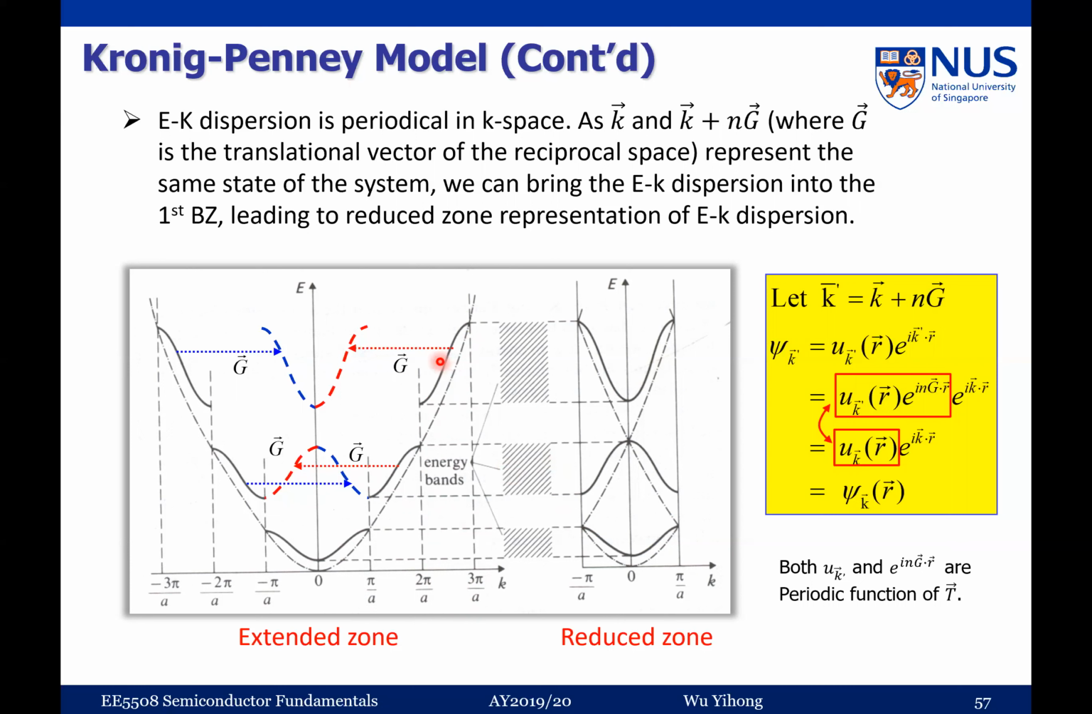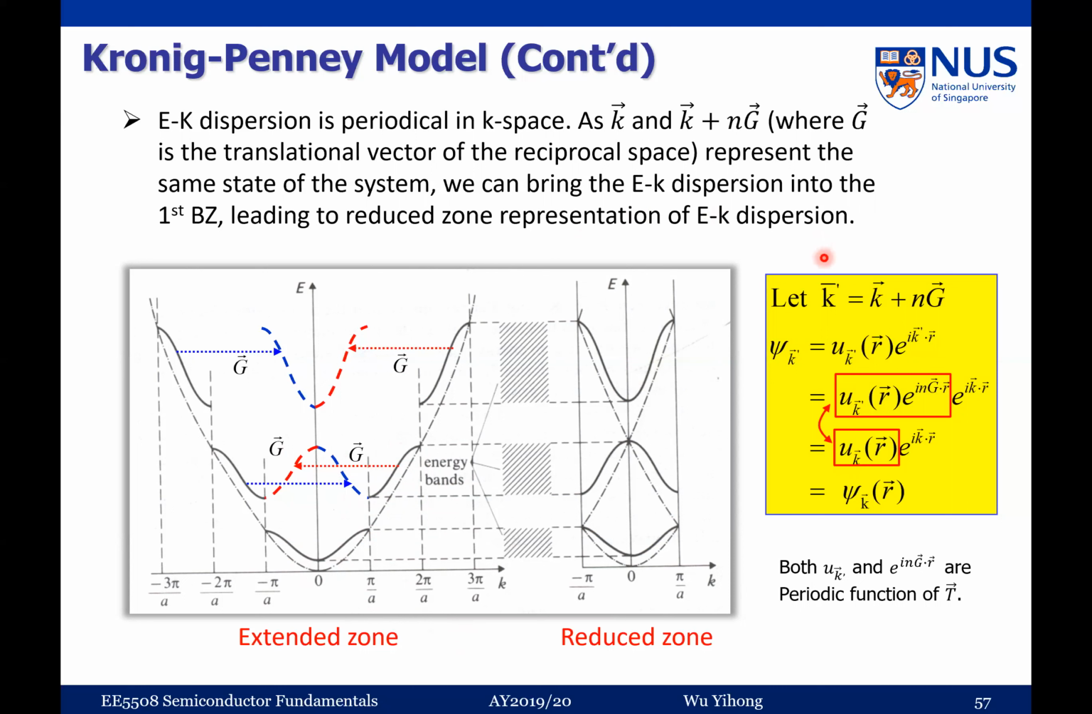So what we can do is, since all these electron states represented by a k vector outside the first Brillouin zone are equivalent to one of the wave vectors inside the first Brillouin zone, we can always bring or shift the energy dispersion in the higher Brillouin zones into the first Brillouin zone, and then you will see this band gap more clearly, right?